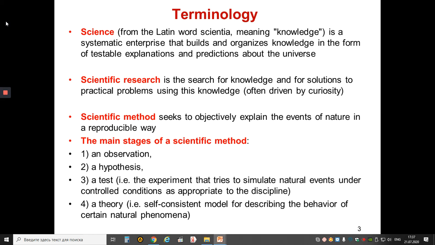The main stages of the scientific method are an observation, a hypothesis, and a test, i.e., the experiment that tries to simulate natural events under controlled conditions as appropriate to the discipline. Experimentation is especially important in science to avoid the correlation fallacy. If the hypothesis survives testing, it may become a scientific theory, a logically reasoned, self-consistent model for describing the behavior of certain natural phenomena.